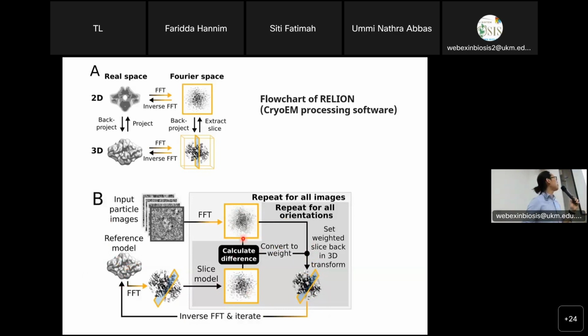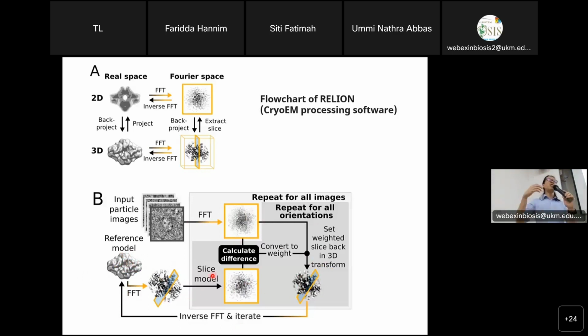Basically, it's matching. Once you get a reference model, it looks like this, and then the 2D image will say, oh, this looks the same. So these two will be put together, then they combine them and increase the resolution. Then they do a reverse Fourier transform, and you get the model. Maybe you increase your resolution from 50 to 20, and then you keep doing this.